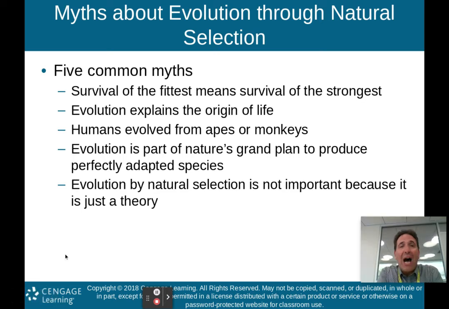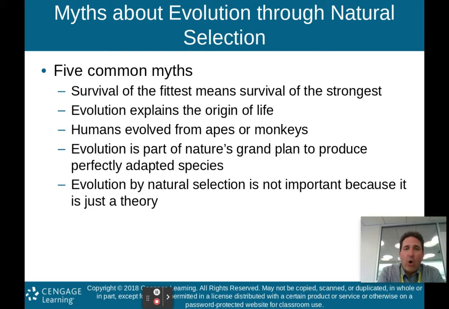All right, so five common myths about evolution through natural selection. Survival of the fittest means survival of the strongest. That is actually a myth, okay? It has nothing to do with being the strongest. It just has to do with having genetic variability that helps you survive a little bit better than someone without that gene. That's really all it means. So it really has nothing to do with strength per se. It has to do with just being able to survive better than other organisms of the same species.